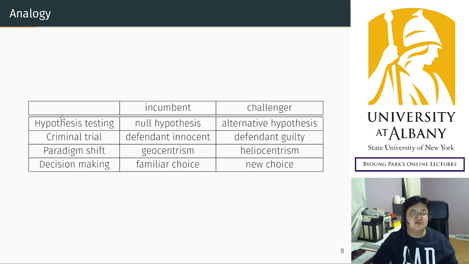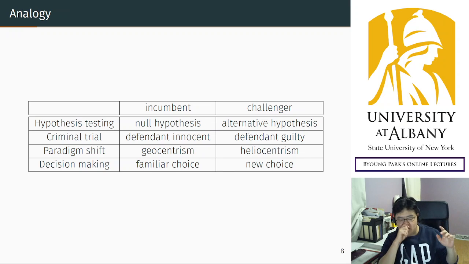Okay, here is a summary in this analogy. Four different examples: statistical hypothesis testing, criminal legal system, paradigm shift, and decision making. So there is an incumbent and a challenger. The incumbent is favored. The challenger has to overcome the hurdle. Still, if the challenger wins, that's a very strong conclusion. This is the conceptually basic structure of hypothesis testing.